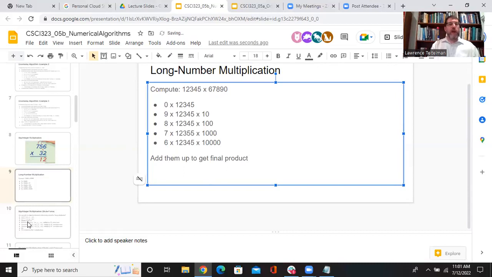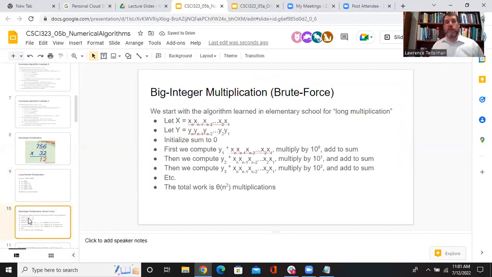Okay, so in notational terms, what are we doing here? We take our rightmost digit and we multiply it by all the digits in X. Then we take the next digit, Y2, and we multiply it by all the digits in X. Then we take Y3, and multiply by all the digits in X.